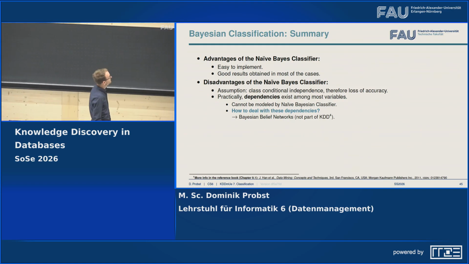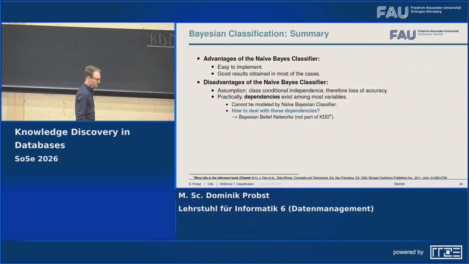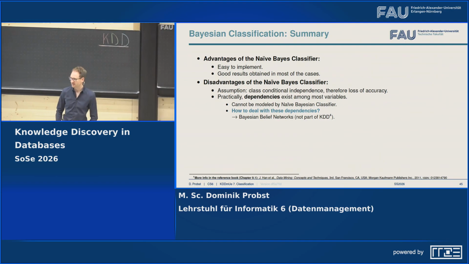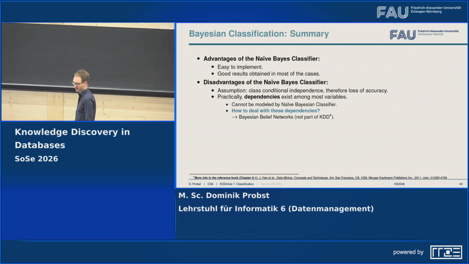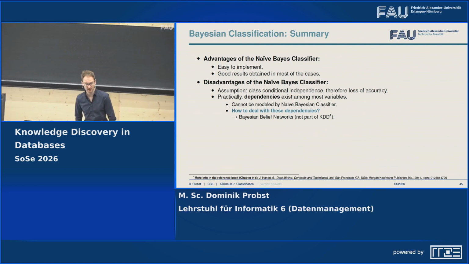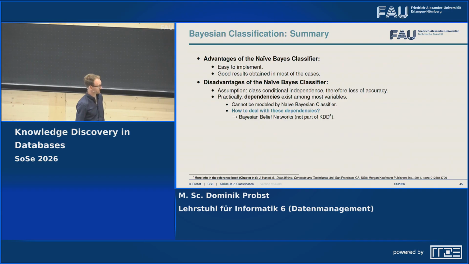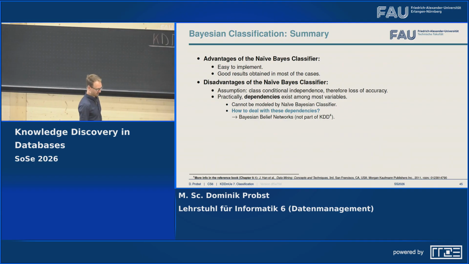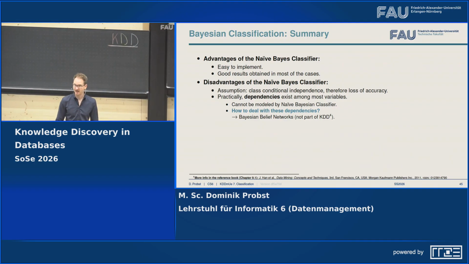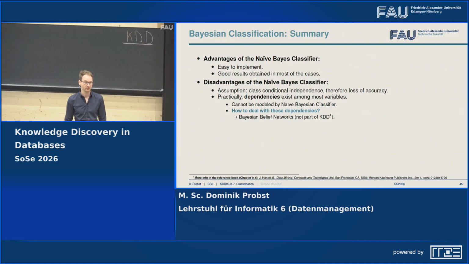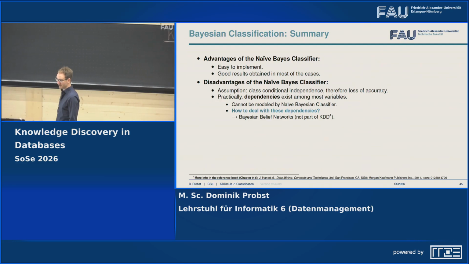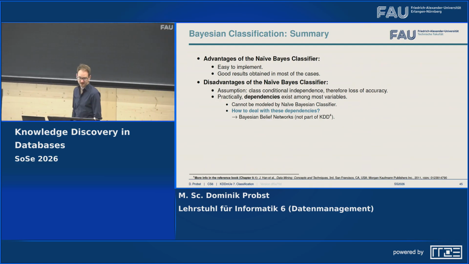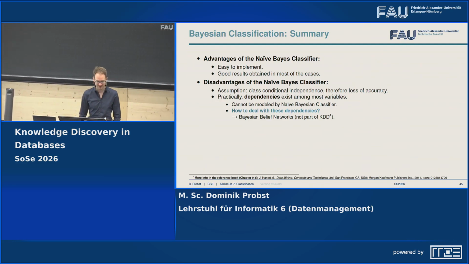Let's summarize Bayesian classification, or more specifically, naive Bayesian classification. Naive Bayes classifiers are very easy to implement, and we obtain very good results for most cases. Of course, for every classification method, there are cases where we do not have the best results. But in most cases, naive Bayesian classifiers have very good results.